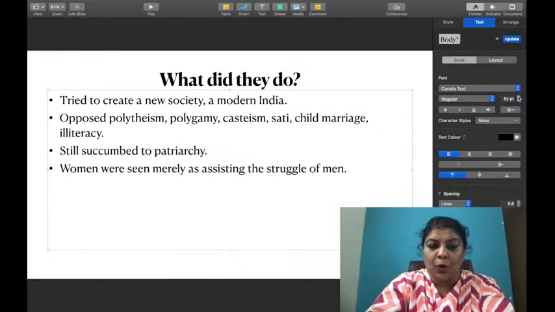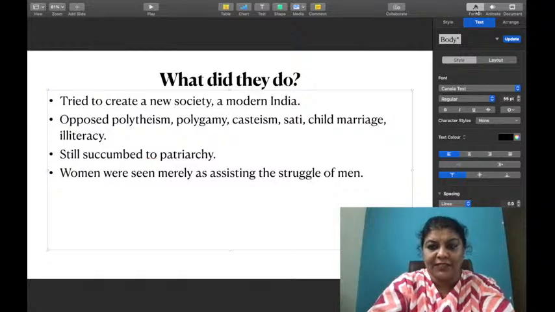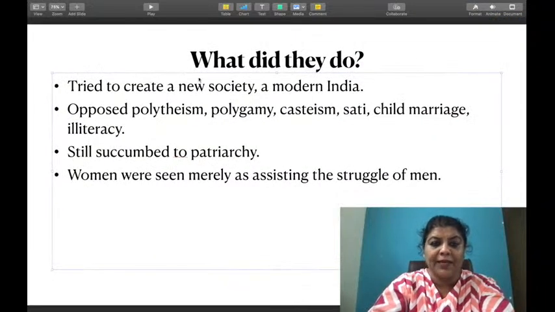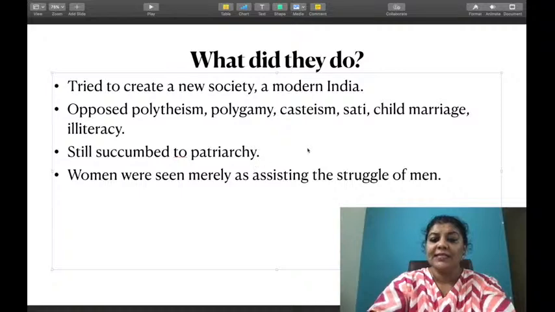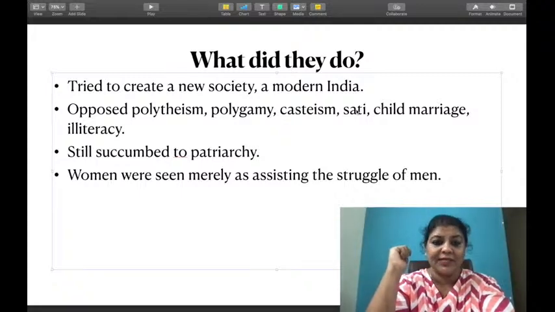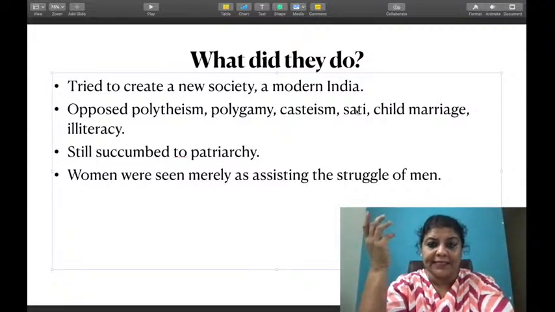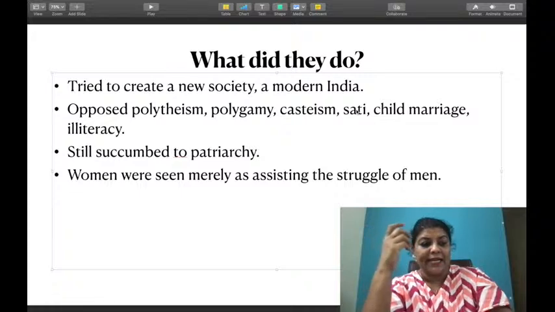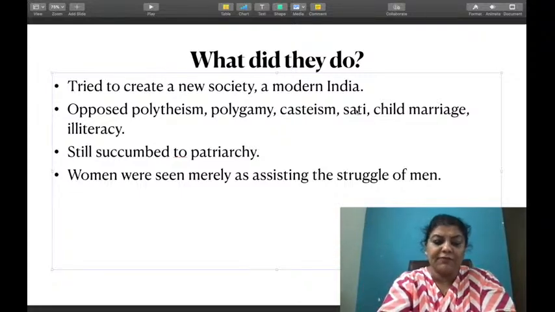And they opposed many social evils such as polygamy, casteism, sati. Raja Ram Mohan Roy emerged as the leader against sati. Isn't it? Polygamy, casteism, sati, child marriage, illiteracy, all these were fought against by these reformers of this time.